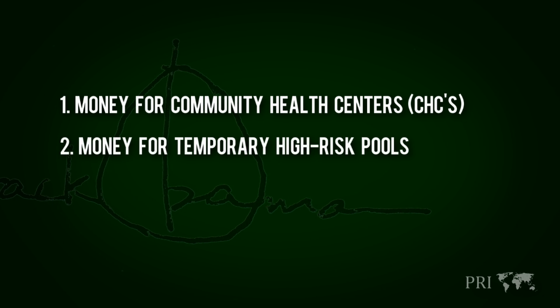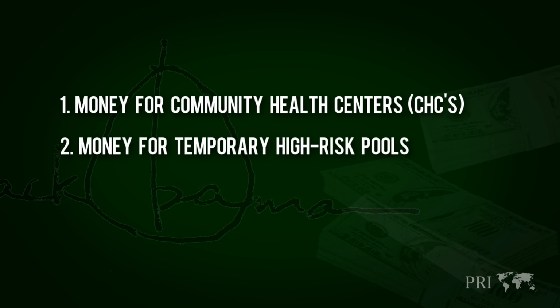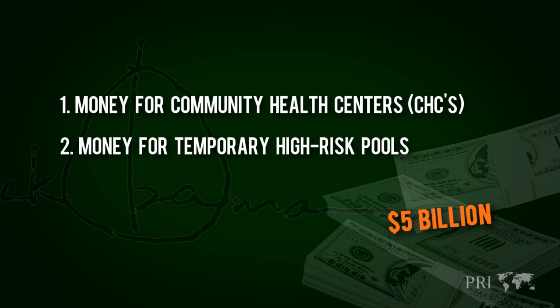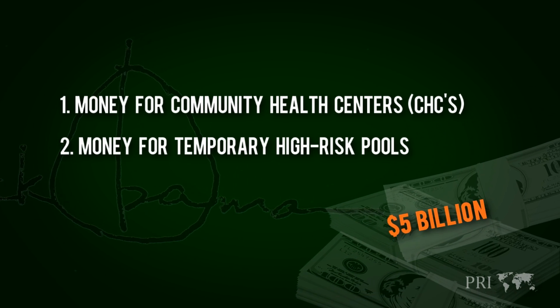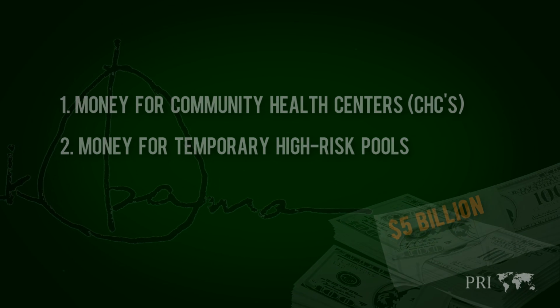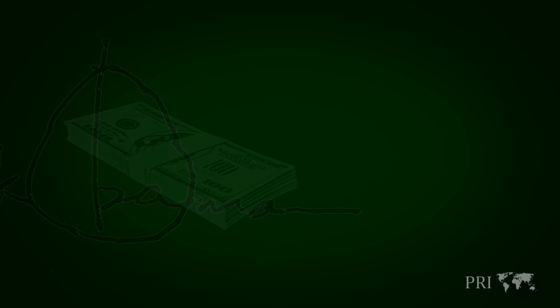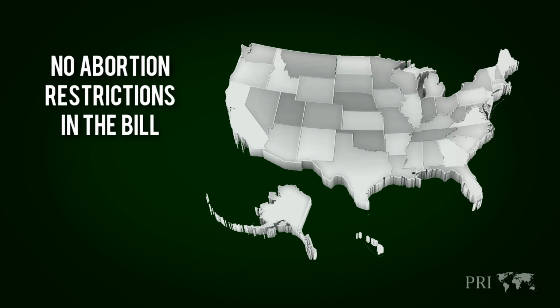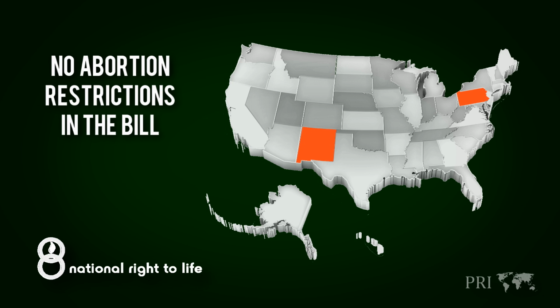Money for temporary high-risk pools is another problem. Now, Obamacare provides $5 billion for temporary high-risk pools that cover people with pre-existing conditions until the actual healthcare exchanges kick in in 2014. Now, this money goes straight to the states and is administered by them. Because there are no abortion restrictions, the states are free to use this money to fund abortions if they feel like it. National Right to Life was actually able to uncover evidence that Pennsylvania and New Mexico were planning on using this money to fund abortion programs.